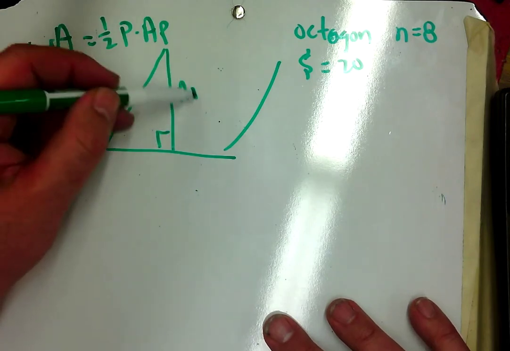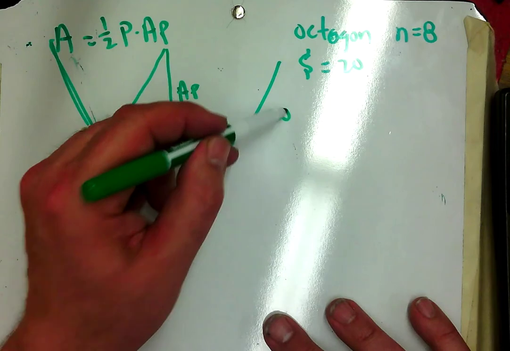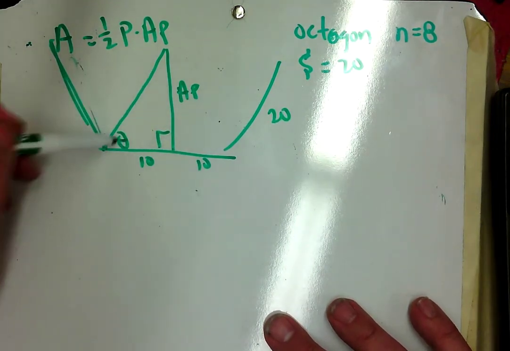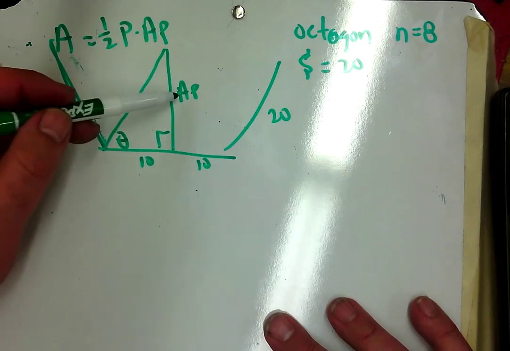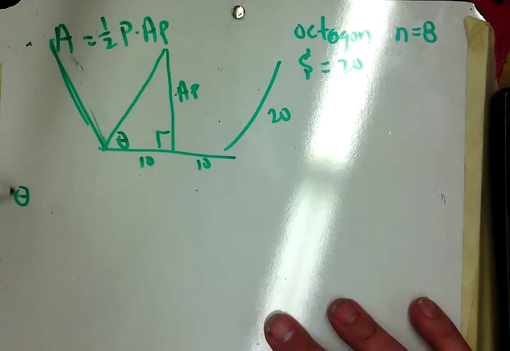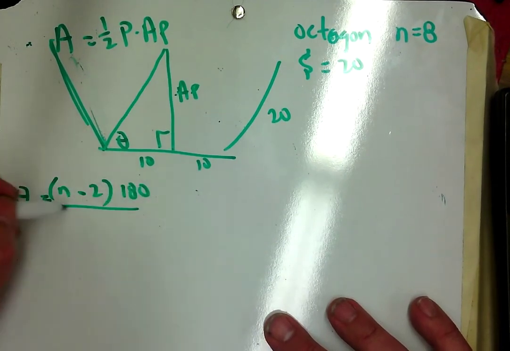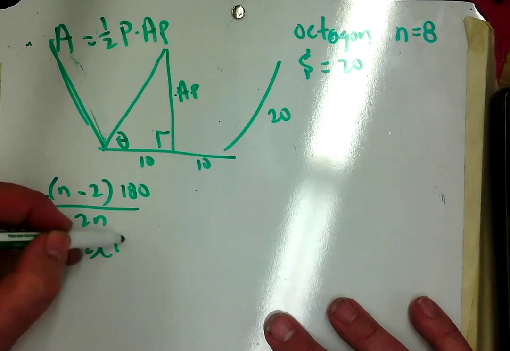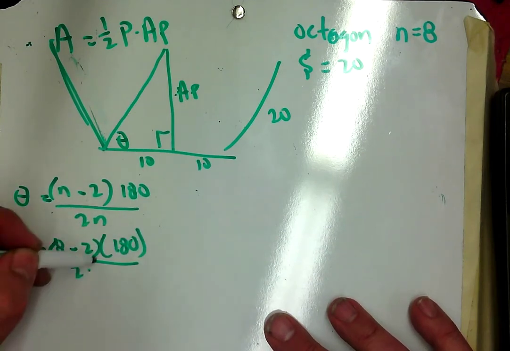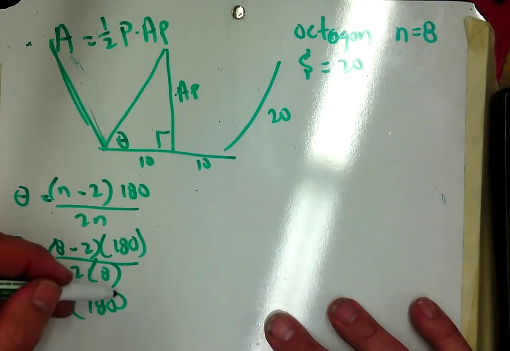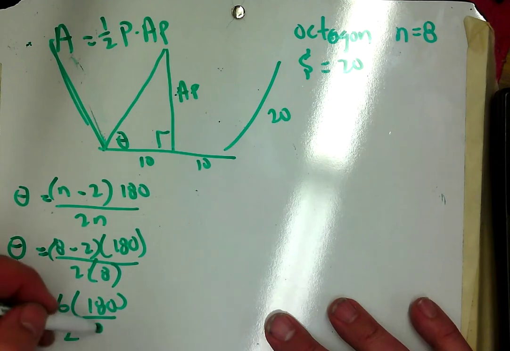Theta, apothem. If the whole side is 20, then each of these is 10. And again, I need to find theta in order to find the apothem. So what was that formula? N minus 2 times 180 all over 2n. So with our n being equal to 8, we have 8 minus 2 times 180 over 2 times 8, or 6 times 180 all over 2 times 8.